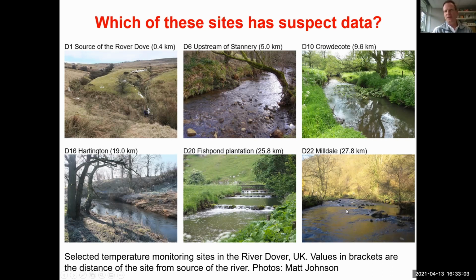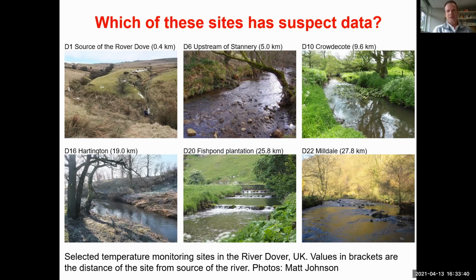And then D22 is right at the lowest point, or towards the lower point of the system that we were monitoring. And on each of these photos you can see the distance in kilometers from the source. So a little bit smaller than the Danube in terms of the length of the river. We're talking less than 30 kilometers from the headwater to the outlet of this river, but nonetheless, there's some very interesting and large changes going on in the water temperature within this system.